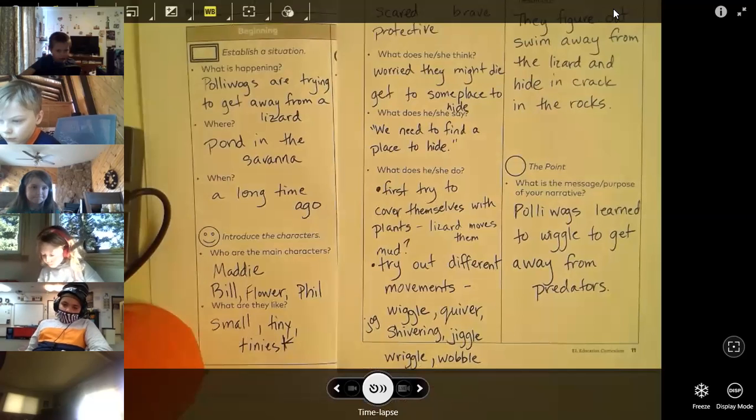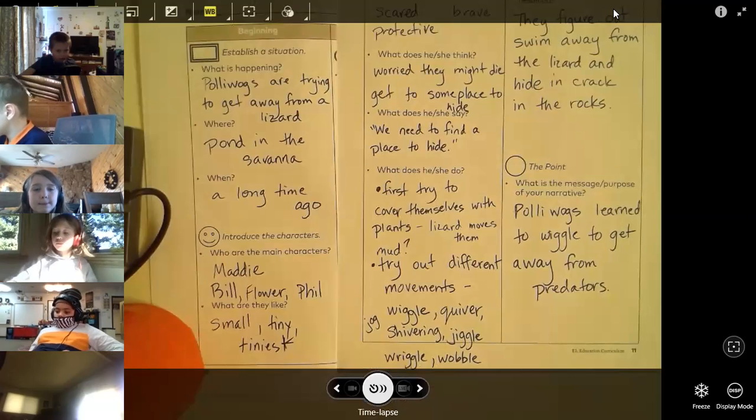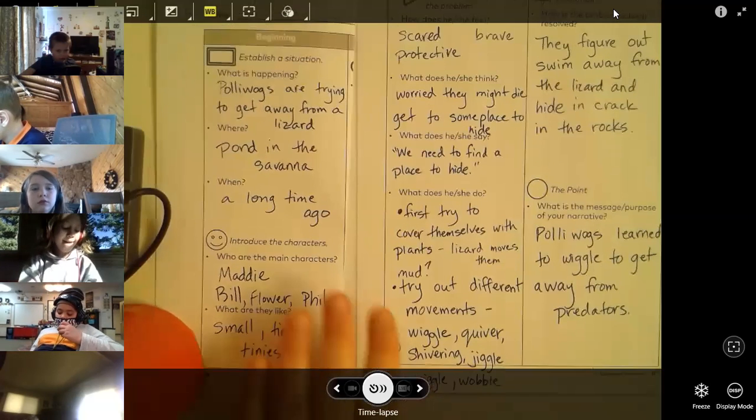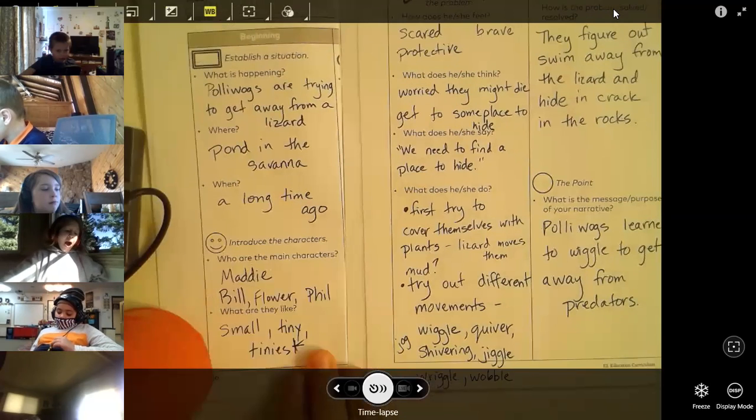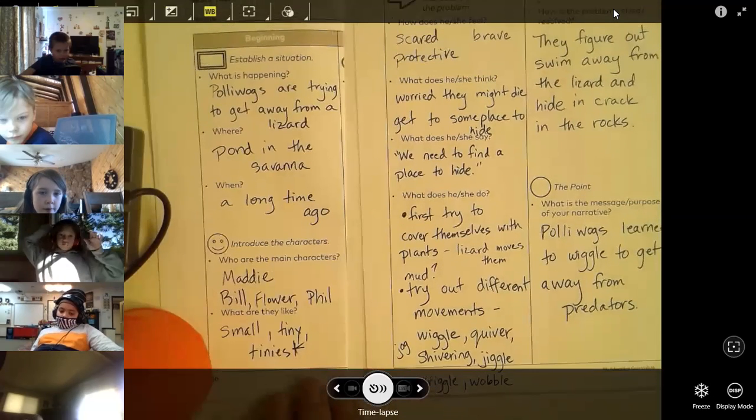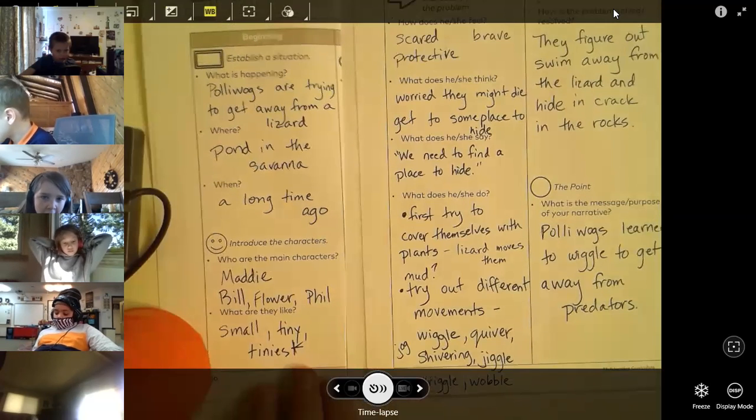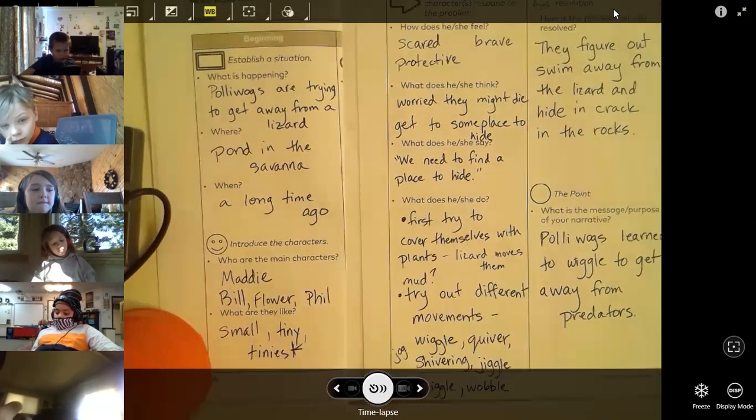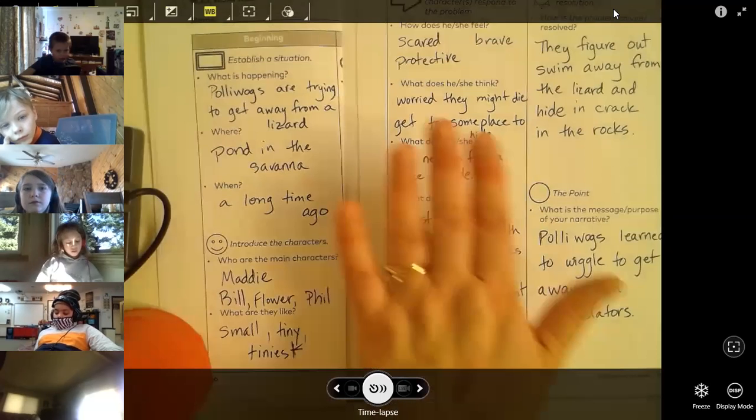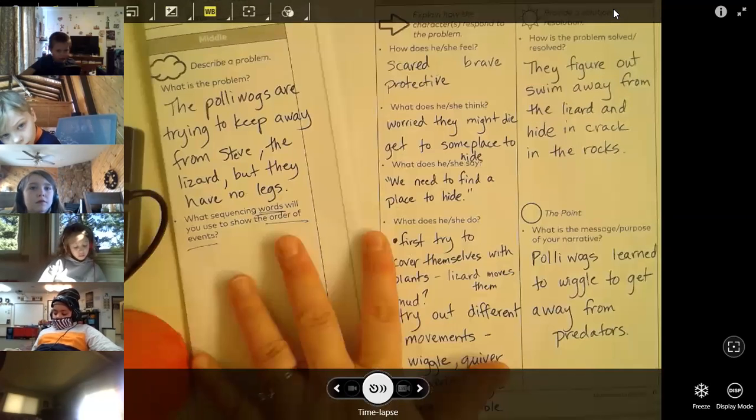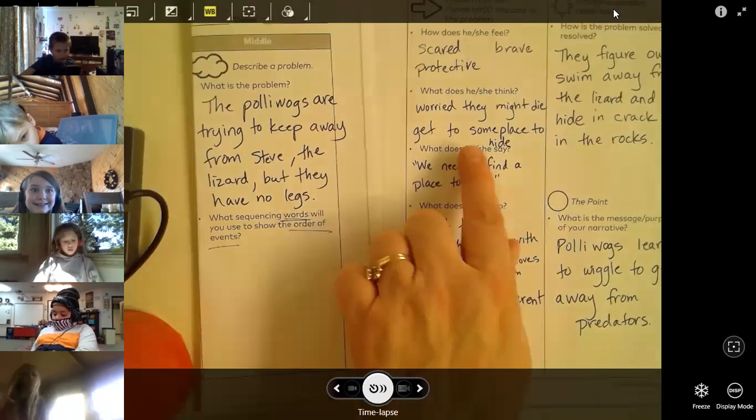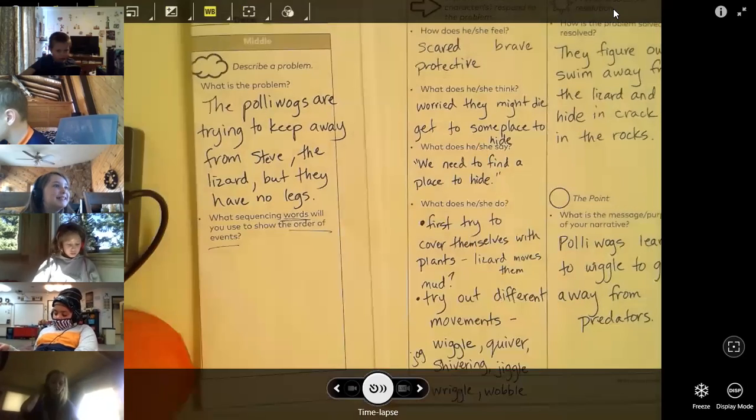Yes, Miss Layla. Do you think you can read it? Think I can read what? The plan? Oh, so that's our plan, right? So we have characters, Maddie, Bill, Flower, and Phil, right? Maddie's our main character. Then she got some friends, right? The friends are going to help us over here. So they're scared. So they have a problem, don't they? They are in that savannah, in that pond. They got to get away from Steve. All right, they're worried. So these are the things that our characters are going to be doing.